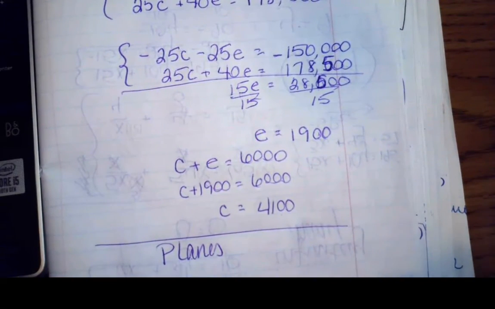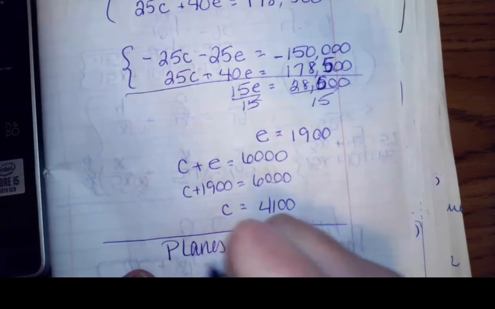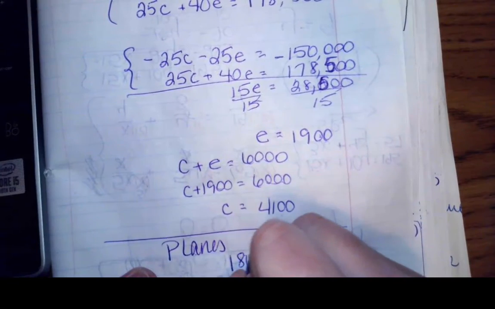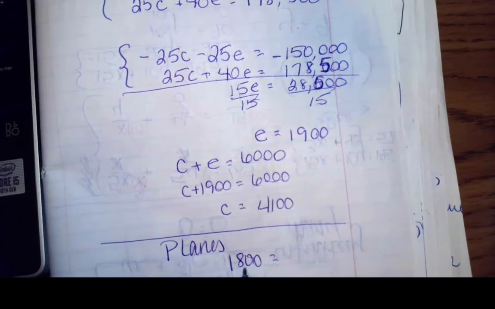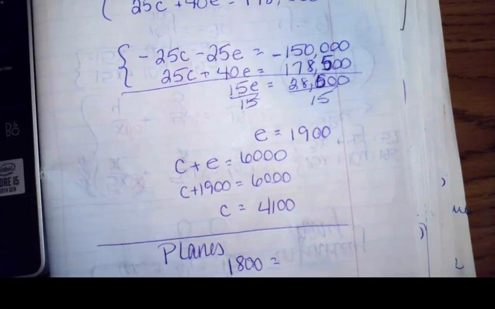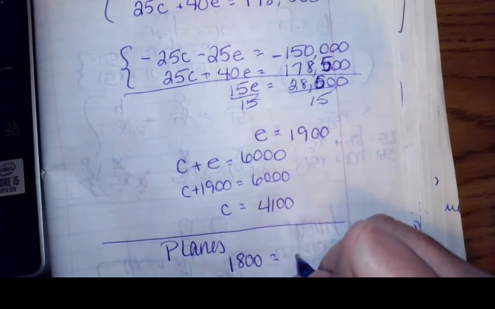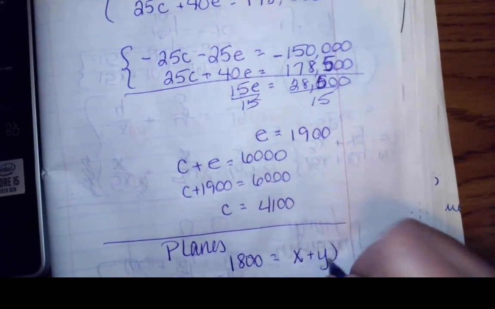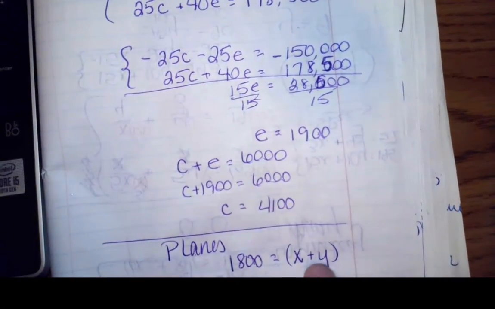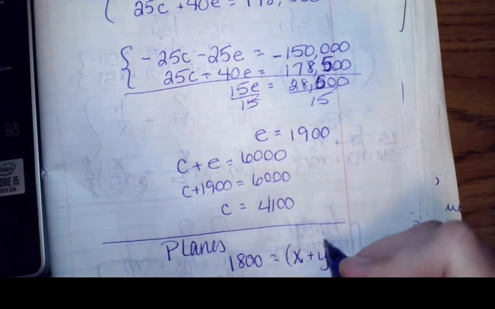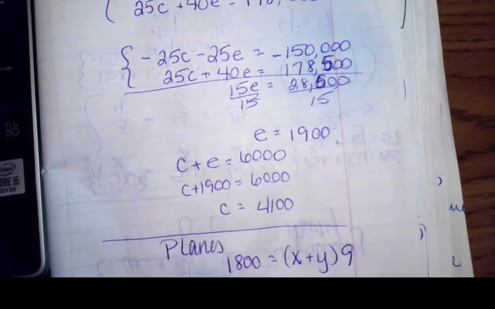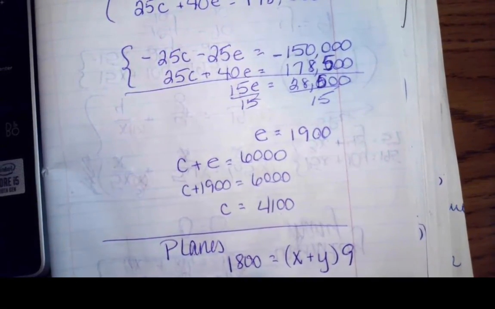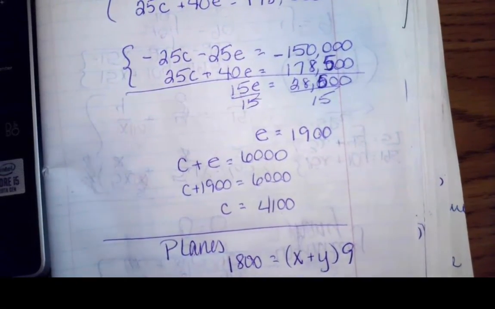So what we have is it flies 1,800 miles in 9 hours. I have 1,800 miles because distance equals rate times time. My rate is going to be x plus y because I have the speed of the plane and the speed of the wind, and that's going to be times 9 hours. So that one will end up being 9x plus 9y is 1,800.